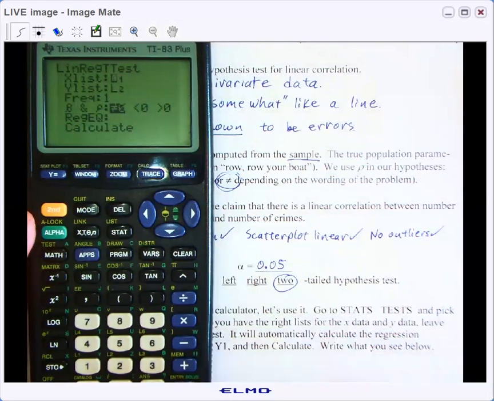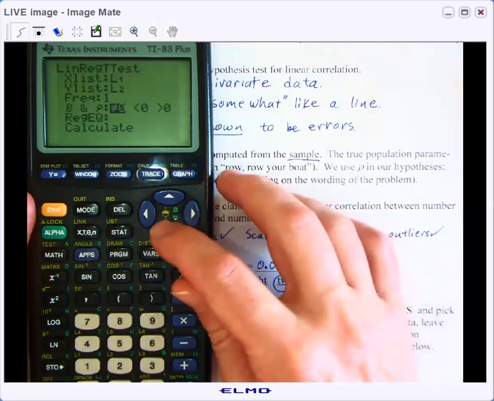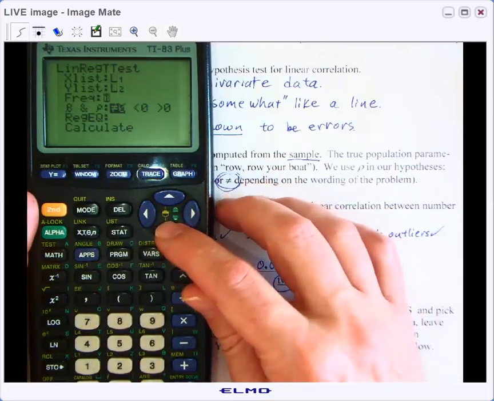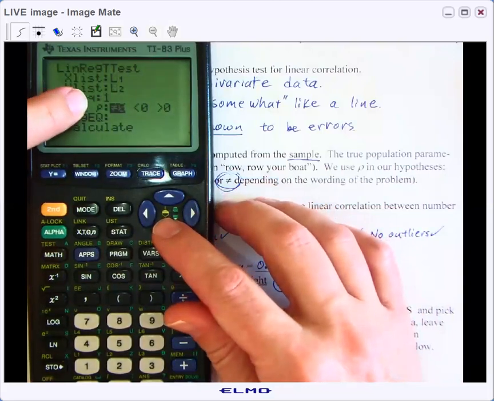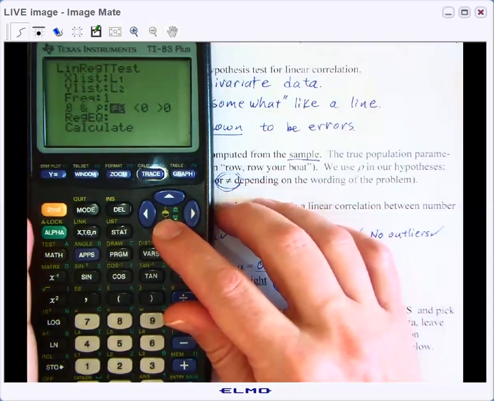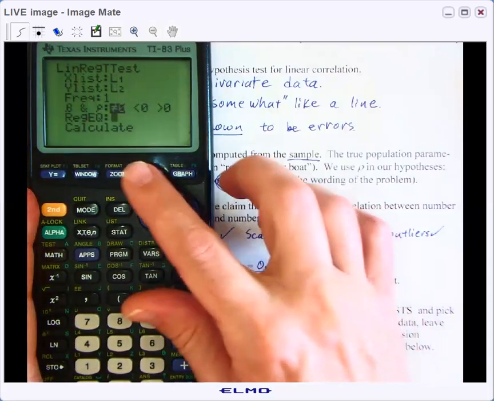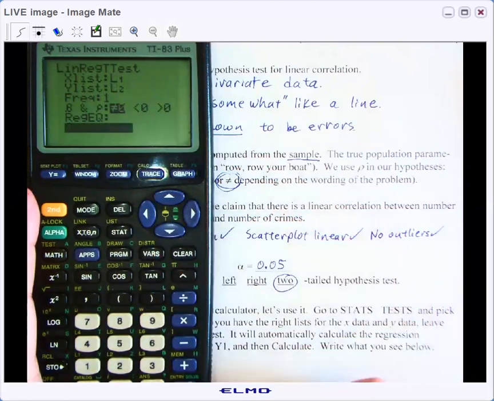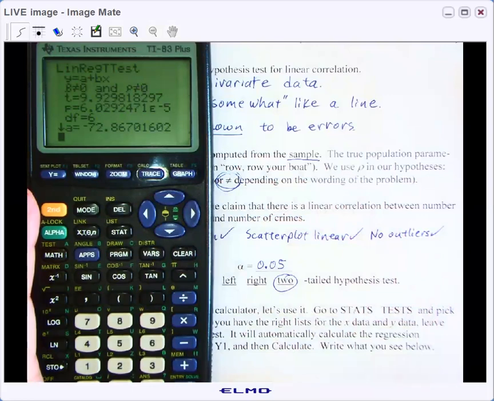It's going to ask us where our x data is, and it defaults to list 1. Our y data defaults to list 2. We'll leave those, and we'll leave frequencies at 1. And what does our alternate hypothesis look like? It was rho is not equal to 0. Okay. And if you want, you can store the regression equation, but for right now, I'm just going to go ahead and hit calculate and see what it comes up with.